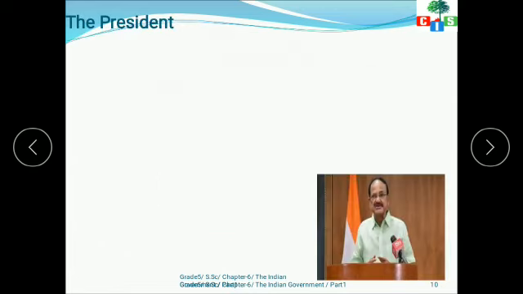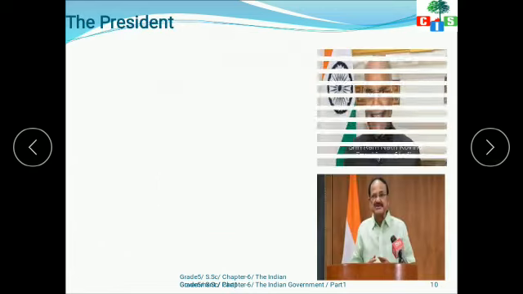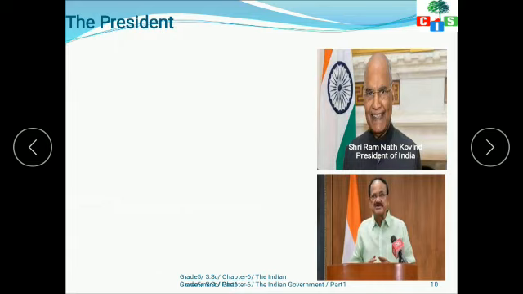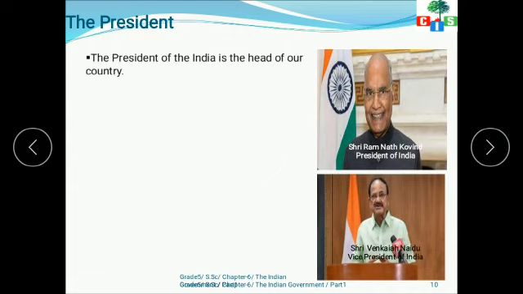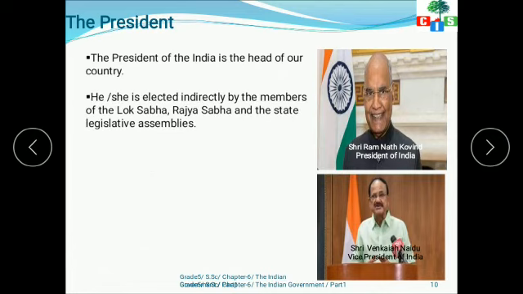Let's discuss more about the very important person in our country, that is the President. Who is our President? Ramnath Kovind. He is the President of our country, right? The President of India is the head of our country. This is truly said. Yes, he is the head. Now, he is elected indirectly by the members of Lok Sabha, Rajya Sabha, and state legislative assemblies.